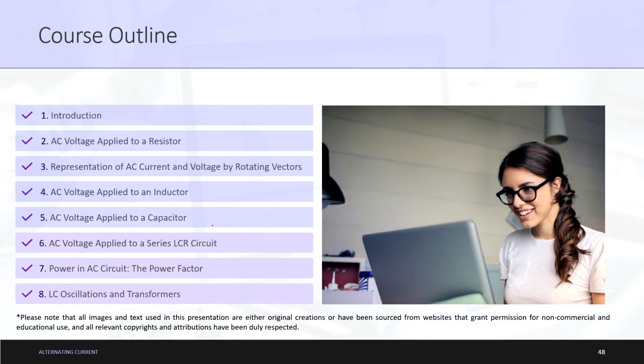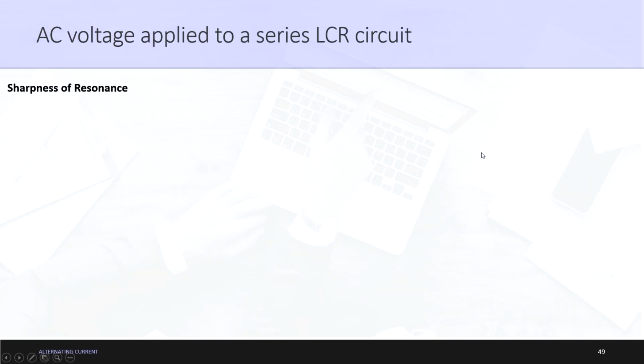Currently we are on the sixth topic, in which we are trying to understand resonance, and today we will try to understand a new concept, which is sharpness of resonance. Let me first write a few things so that I can make you understand what we mean by sharpness of resonance.